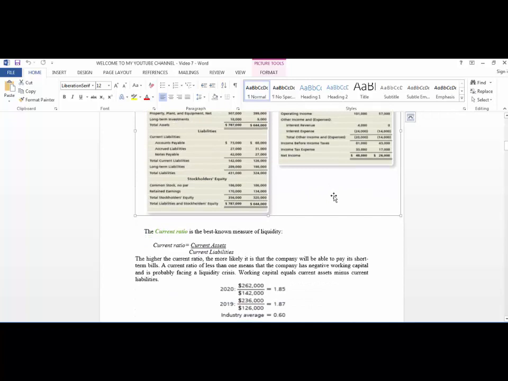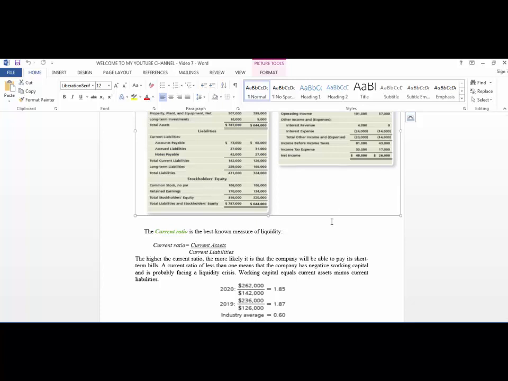Well, the liquidity ratios mean that a company is able to pay its short-term obligations. The first one is the current ratio. The current ratio is best known for its liquidity. So the current ratio is equal to current assets divided by current liabilities. And then how can we get that?